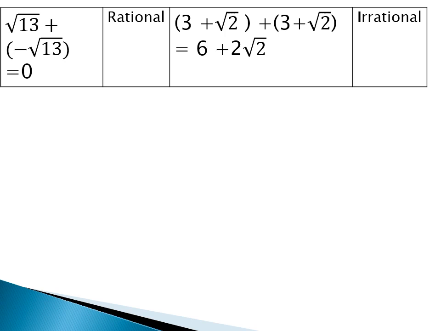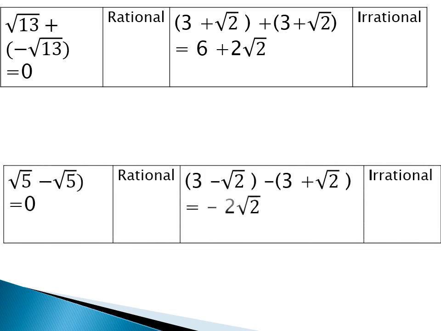Another two irrational numbers we are going to take. What are they? 3 plus root 2 and 3 plus root 2. Just we add these two irrational numbers, then what is the sum there? 6 plus 2 root 2. So it is an irrational number. Irrational means the irrational part is there. So when we are taking two irrational numbers, then their sum may be either rational or irrational.